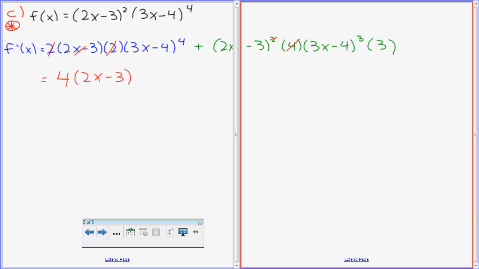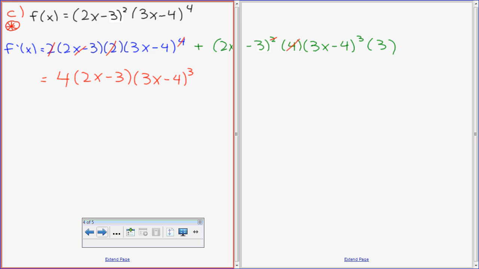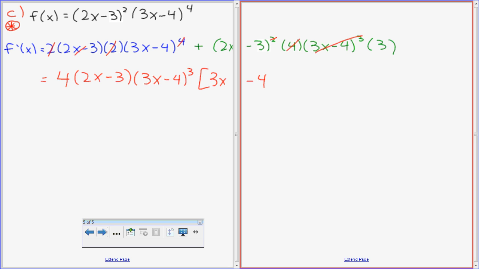Good. What else do I have that's common? 3x minus 4 cubed. So that changes to a 1, and that cancels. Okay, so let's check out what's left then. It looks like inside the brackets I have a 3x minus 4 from the first term, plus 3 times 2x minus 3.